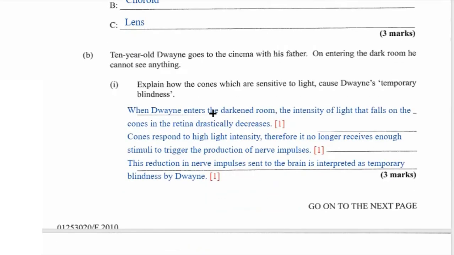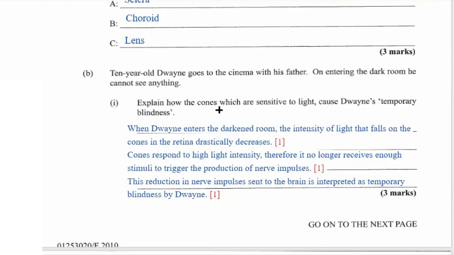Let's look at this question now. Ten-year-old Dwayne goes to the cinema with his father, and entering the dark room, he cannot see anything. They're asking how cones, which are sensitive to light, cause Dwayne's temporary blindness. Let's pay close attention to several things here. One, he's entering a dark room.